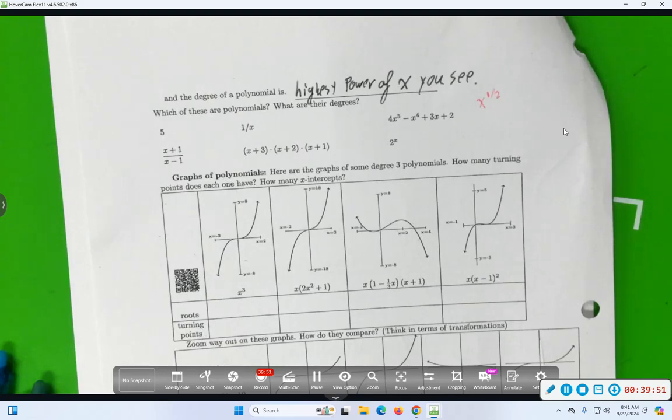So the first example. 5. Is 5 a polynomial? Folks who want to say yes? Any folks who want to say no? Cool. It is in fact a polynomial. What degree is that polynomial? 0. Constants are degree 0 polynomials.